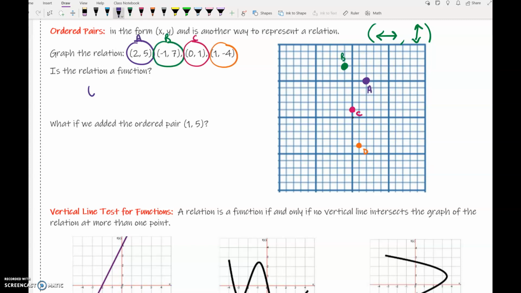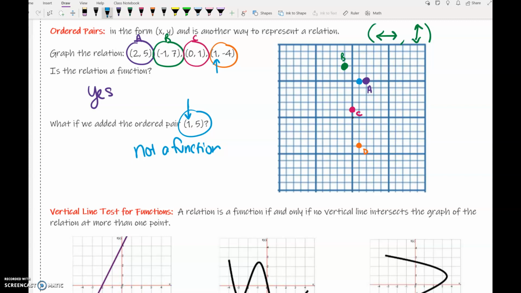Yes, this relation is a function because there are no repeated x values. What if we add the ordered pair 1, 5? Why is that one not a function? Because now we have a repeated x value of 1.